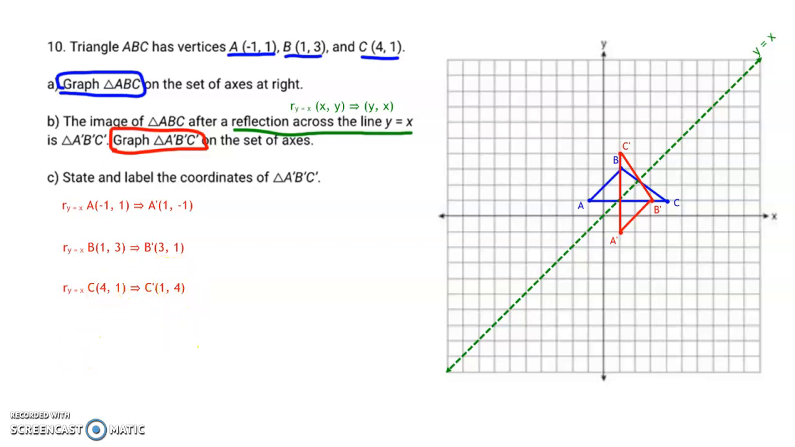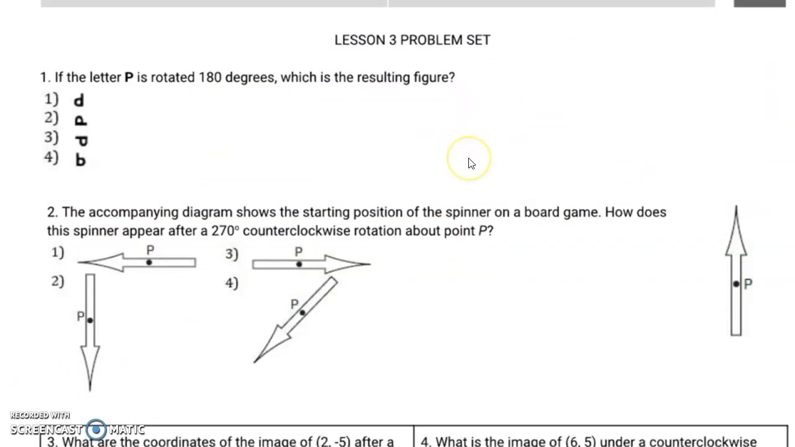And Bob's your uncle. All right, moving on to lesson 3, the problem set here. Pause the video, try these out, and then come back to see if you got them right.